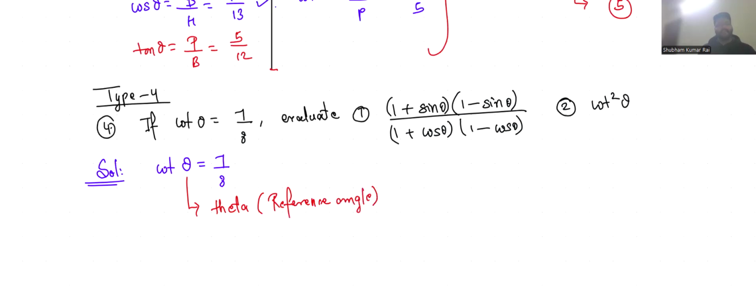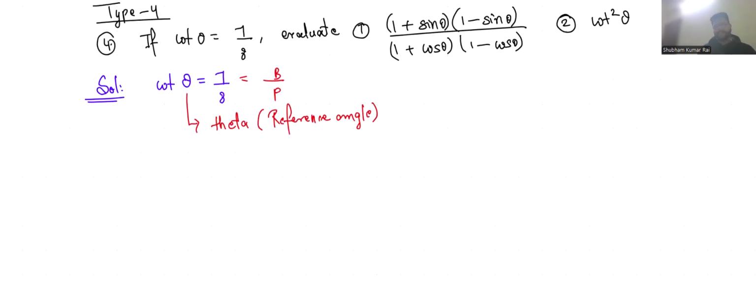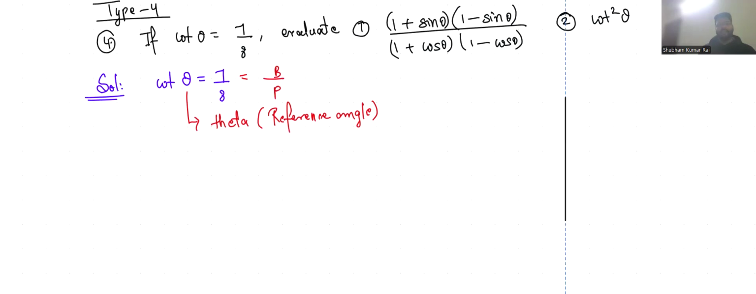We will just see, as we know, that the trigonometric ratio for cot theta is base upon perpendicular. So first of all, we will just draw a right angle triangle first, right? That will be more good for us to just calculate each and everything.